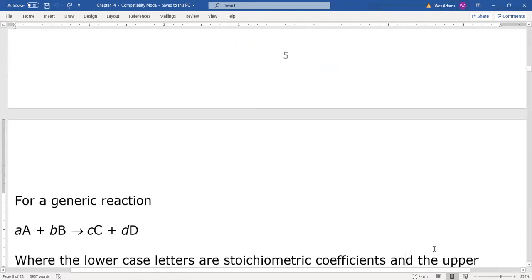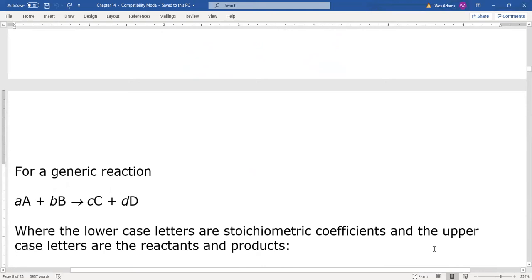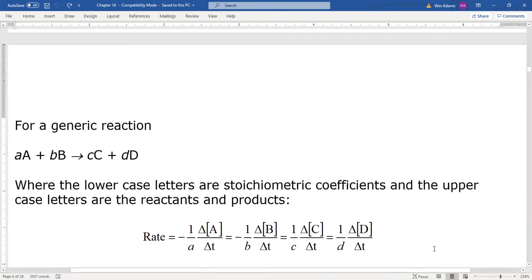So if we look for a generic reaction where a A reacts with b B to form c C and d D, where the lowercase letters are the stoichiometric coefficients and the uppercase letters are the reactants and products, we would say the rate is equal to negative 1 over a times the concentration change of A over change in time, or negative 1 over b, change of concentration of B over time, or positive 1 over c, change in C over time, or positive 1 over d, change in D over time.